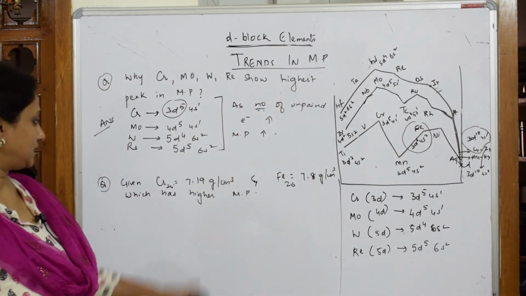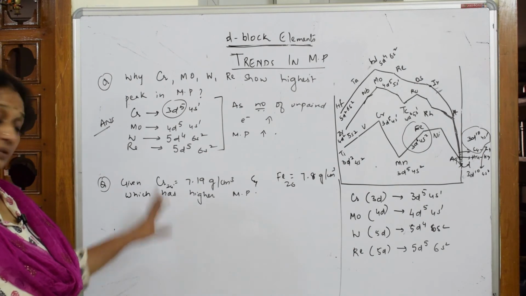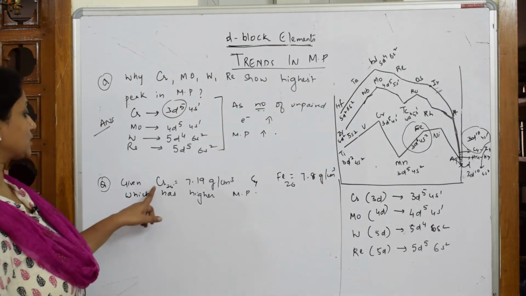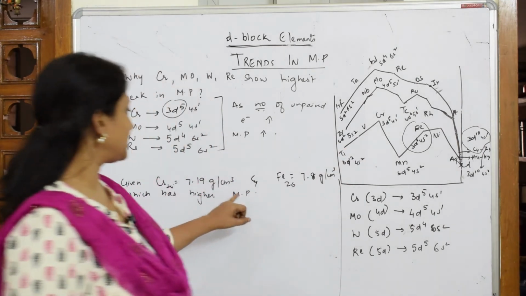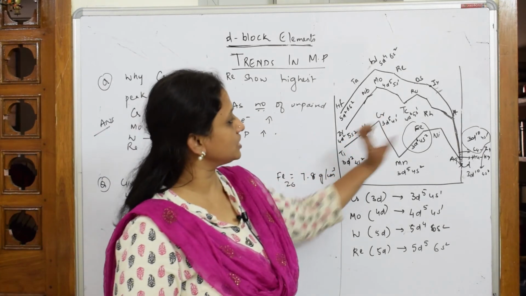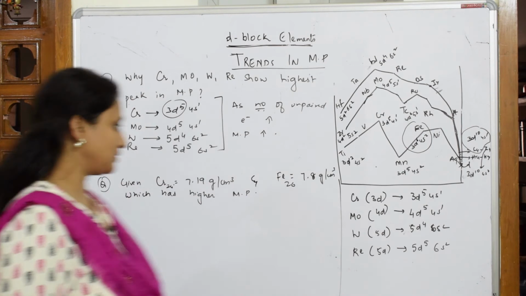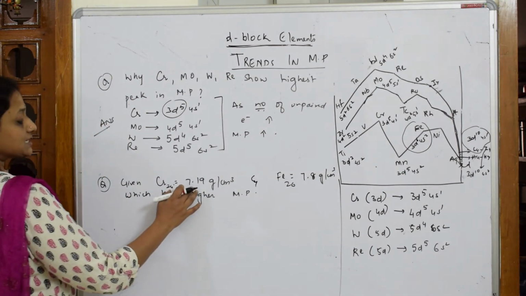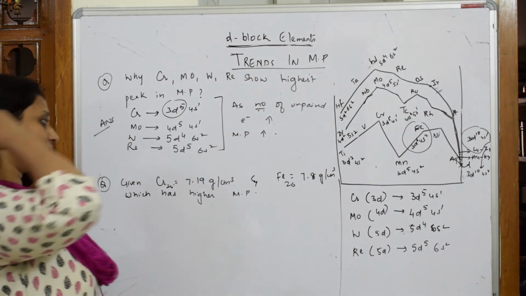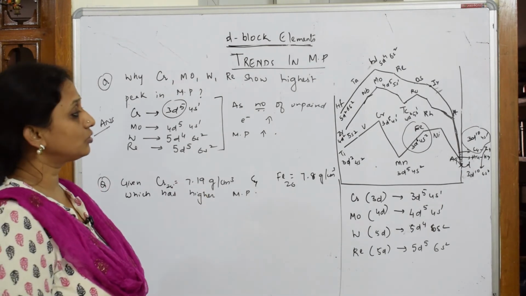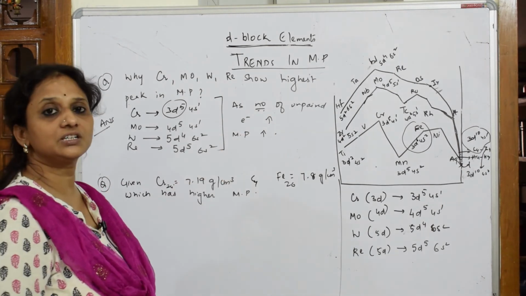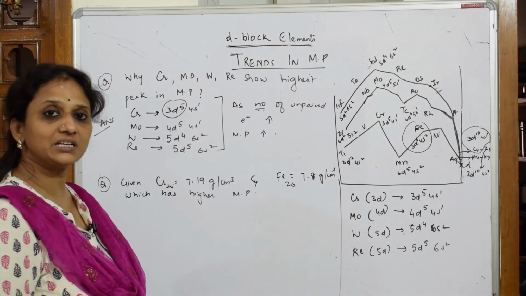That's it. Now they've given me one more question in terms of density. They said chromium, where is chromium? Chromium is here. Where is the other one, iron? Now they're comparing these two, chromium and iron, and they've given us the density. Chromium has 7.19 and iron has 7.8. So which has the higher melting point? You don't know anything about the configuration, nothing else. You want to speak in terms of density.